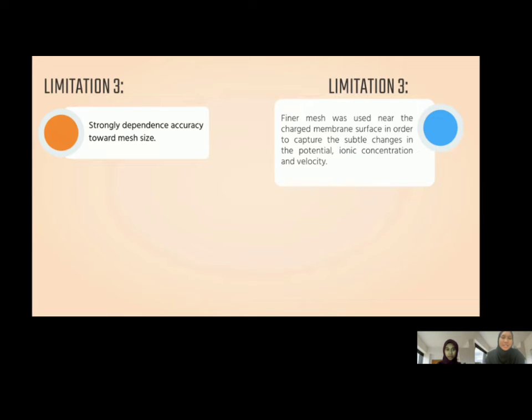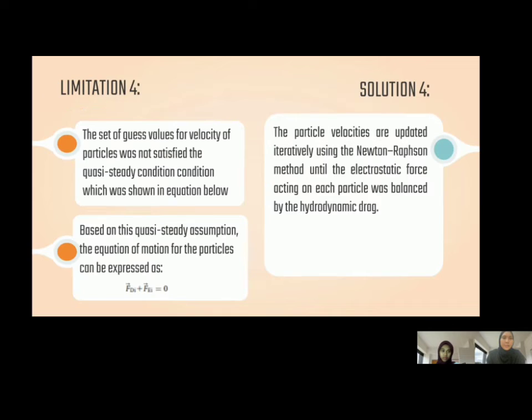The next limitation is that it is found that this model's accuracy strongly depends on the mesh size. The mesh size is a very important parameter in the separation process through the pore. Thus, to solve this limitation, they use a finer mesh near the charged membrane surface so that the subtle change in the potential, ionic concentration, and velocity can be captured accurately. I'll pass to Fatihah back.